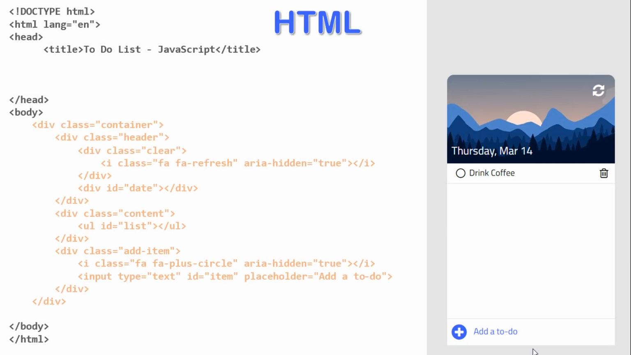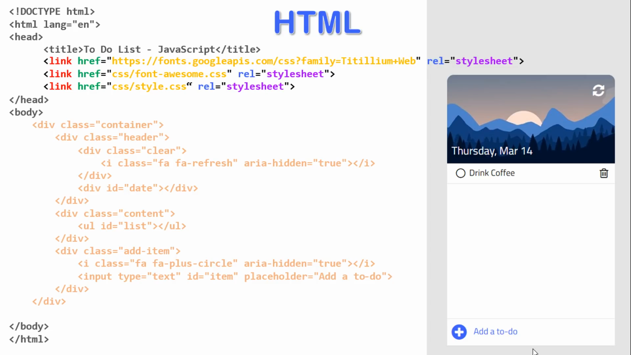Now this is the whole HTML file. We still need to link our CSS files and the JavaScript. At the top, inside our head, we're going to link the font from Google and the Font Awesome for the icons and our own style.css file. And at the bottom, before the closing body tag, we're going to link our script.